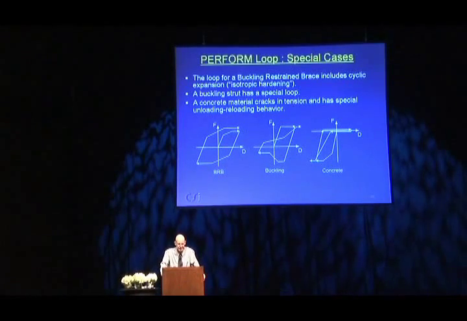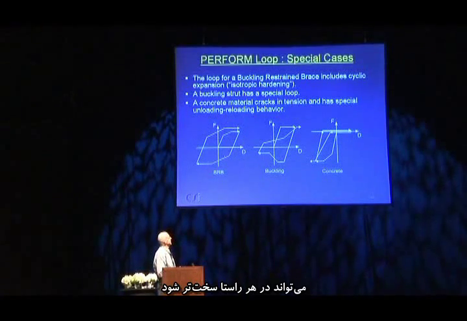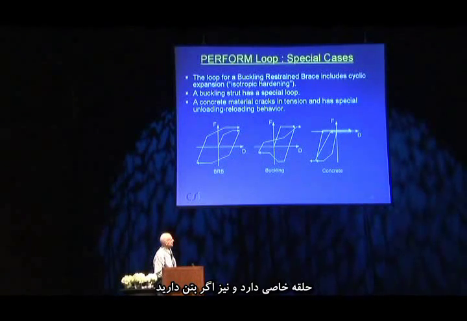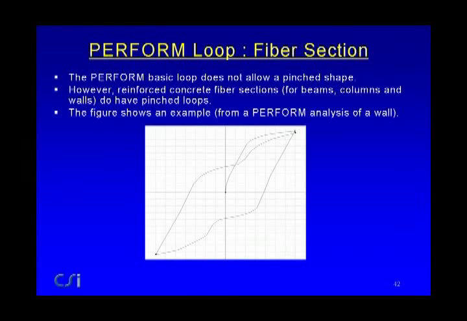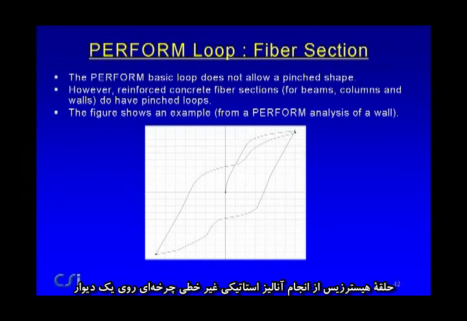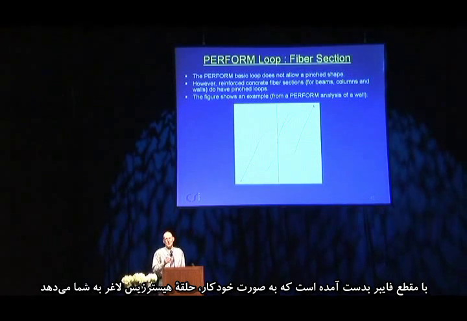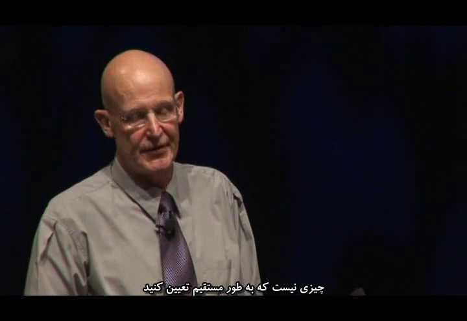There are some special cases, I mentioned these before. If you have a buckling restrained brace, it can harden isotropically. If you have buckling, it has a special loop. And if you have concrete, this also has a different loop. There is no provision for pinched shapes directly. However, this is a plot of a hysteresis loop obtained by doing a cyclic pushover on a wall with a fiber cross-section. The fiber cross-section automatically will give you a pinched hysteresis loop. So this comes out of the analysis. It's not something which is specified directly.